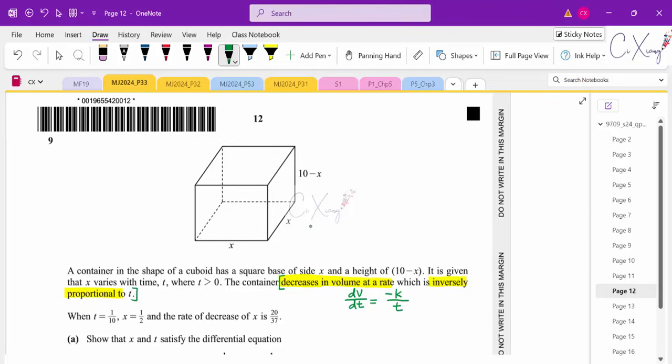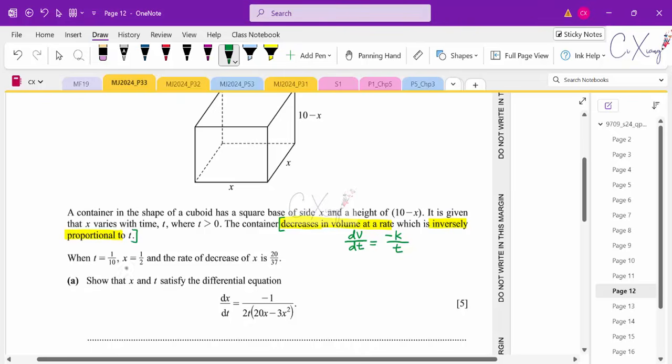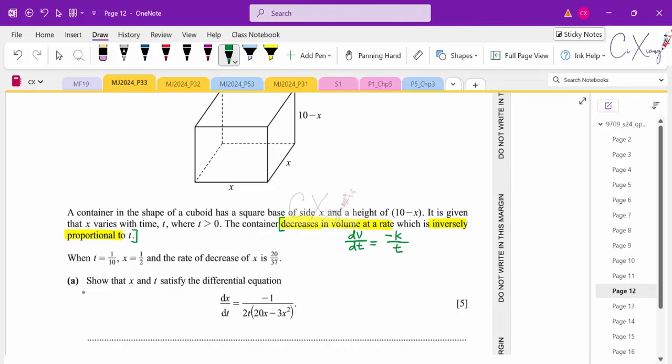Then after that, they are saying that when t equals to half, x equals to half, t equals to 1 over 10, x equals to half, and all these rate of change for x is this one. They want to show that x and t satisfy this differential equation. Before we can start, let's have a look at the answer here. They are asking for dx over dt, but the equation I formed just now is dV over dt. So to get dx over dt, very likely I need to apply chain rule. To apply chain rule, I need to find out the relationship between the volume and x first. Alright, so this is the setting of the question.